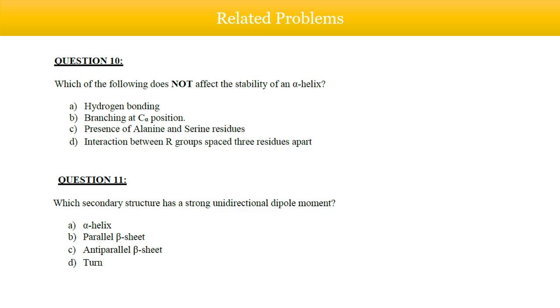It says which of the following does not affect the stability? So the answer is branching at C alpha. Why? Because the more the branching at C alpha, the more it hampers the hydrogen bonding or the folding in a particular conformation of the neighboring atoms, which can lead to steric hindrance and hampering of the alpha helix formation. So more branching can lead to a problem in the alpha helix formation.